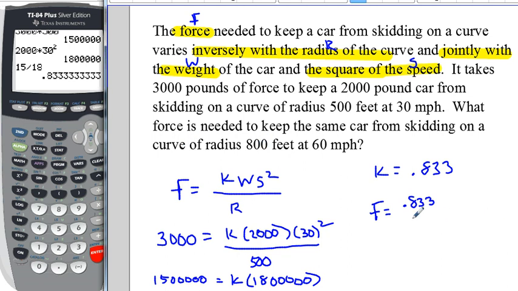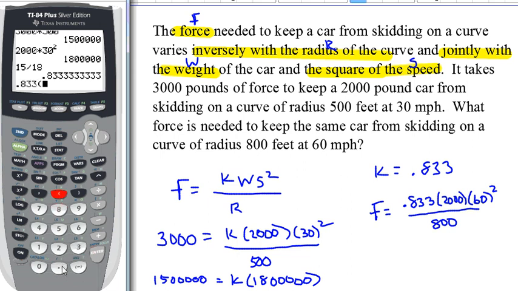So my radius is on the bottom, that's 800. 60 miles an hour is the speed. Wait a second, what's the weight? Oh, it was the same car, so of course the weight's going to still be 2,000. So we're going to plug in 2,000 again. So we have the same car, so the same weight. We're going 60 miles an hour, and our radius is 800. So let's give this a go over here.